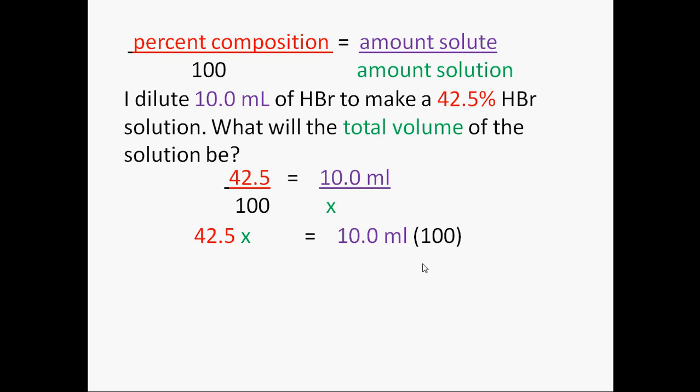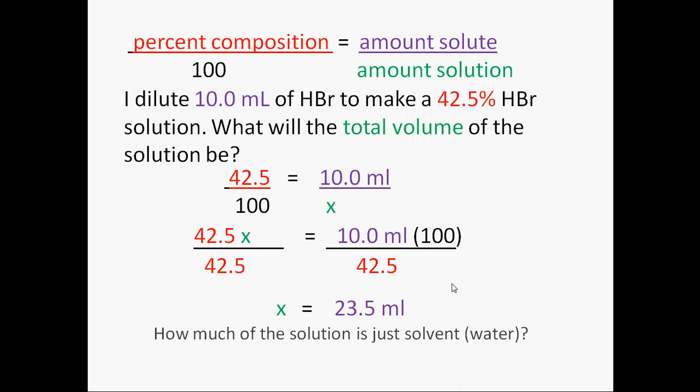Then to get x by itself, I'm just going to divide both sides by 42.5 in order to undo this multiplication right there. When I do that, I determine that x, or the amount of solution that I've got in total, is 23.5 milliliters. Note that that's the amount of total solution, both solute and solvent. A bonus question would be how much water is contained in that amount of solution.